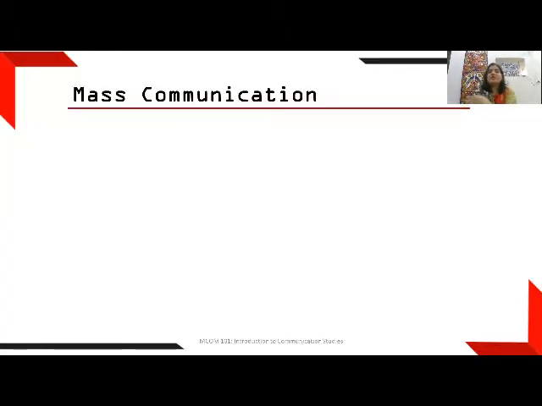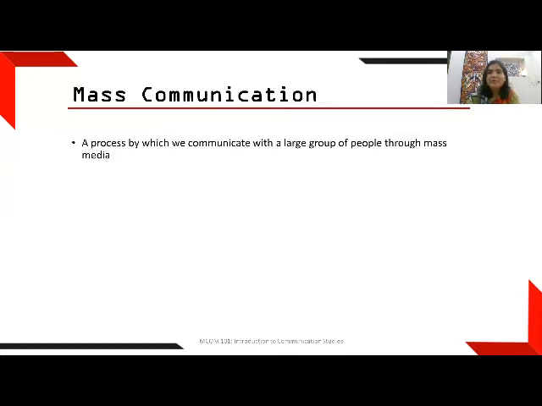So, mass communication is a process by which we communicate with a larger group of people through mass media. This is again the simplest definition of mass communication that you can learn, that it is a process, just like all other kinds of communication, by which we communicate with a large group of people. So there have to be a lot of people, so that we have to communicate with them by using any kind of mass media.